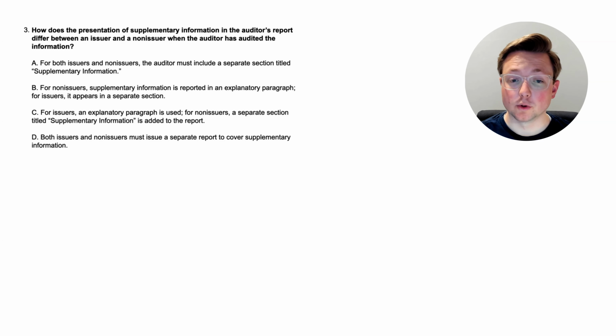Option B, for non-issuers, supplementary information is reported in an explanatory paragraph. For issuers, it appears in a separate section. Option C, for issuers, an explanatory paragraph is used. For non-issuers, a separate section titled Supplementary Information is added to the report. And then finally, option D, both issuers and non-issuers must issue a separate report to cover supplementary information.